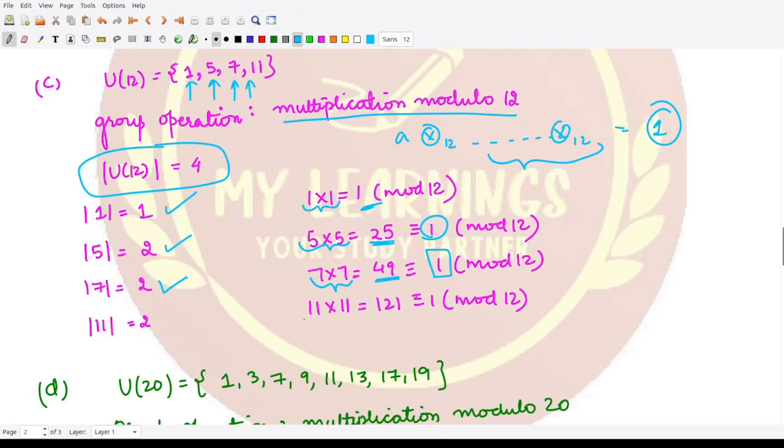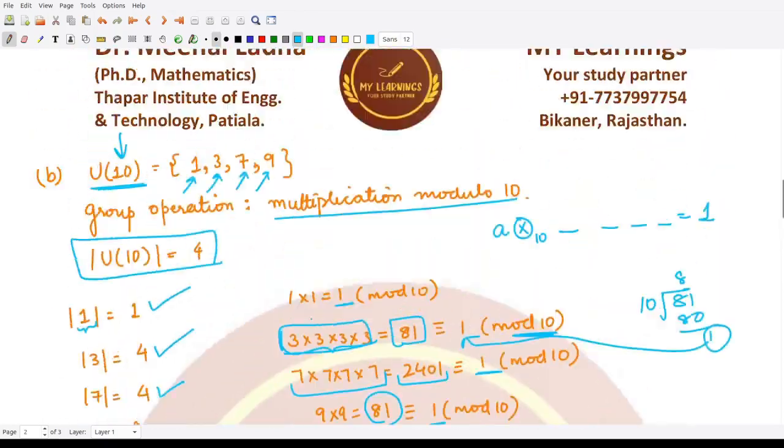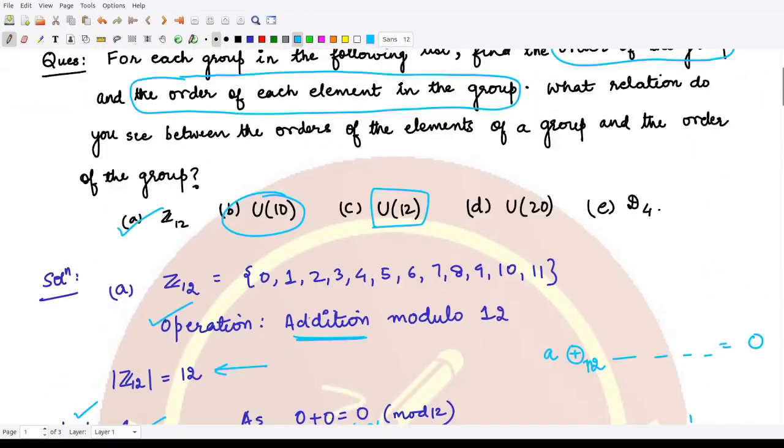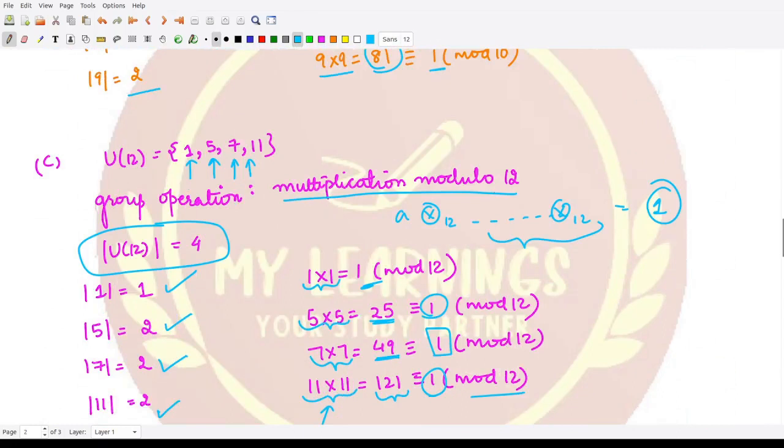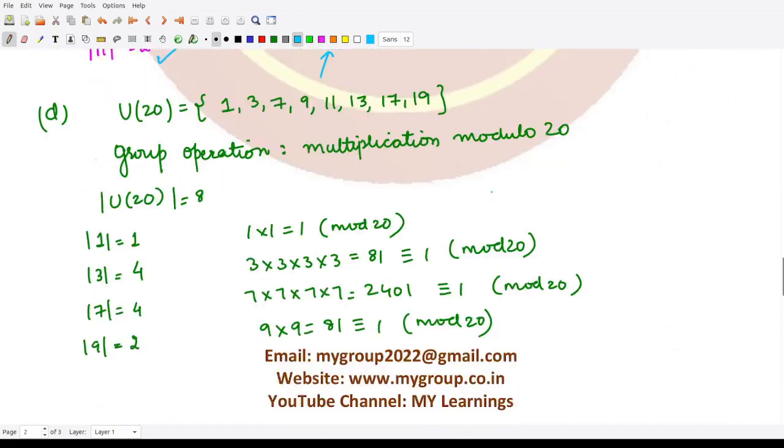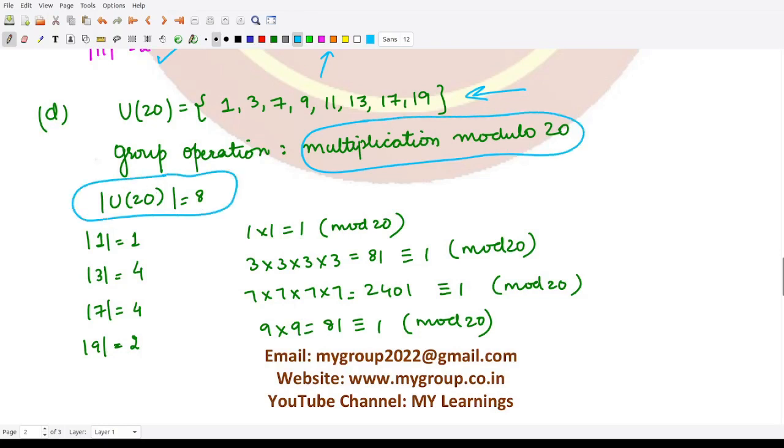What about 11? 11 times 11 is 121. When you take its mod 12, it is 1. So therefore its order is 2 because we are doing it 2 times. Correct? So we have all the element orders and the order of the group in this case. For the fourth case, we have to look at U20. For U20, we are looking for the group in which all the elements are less than 20 and relatively prime to 20. So there are in total 8 such elements which are listed over here. The operation is multiplication modulo 20. Correct? So the order of the group is 8 because it has 8 elements within it.